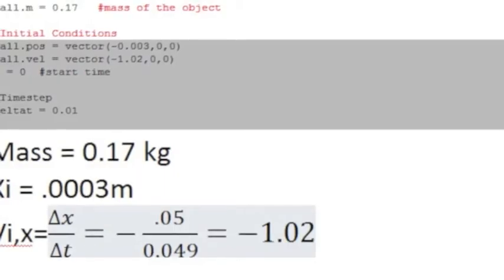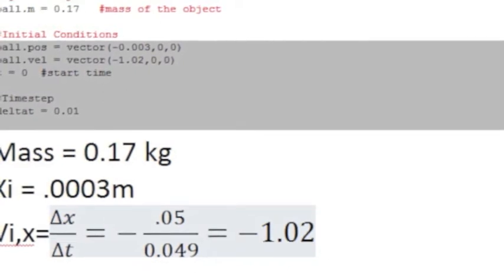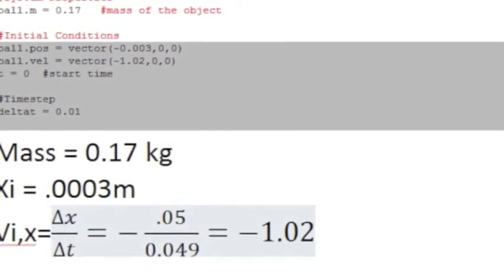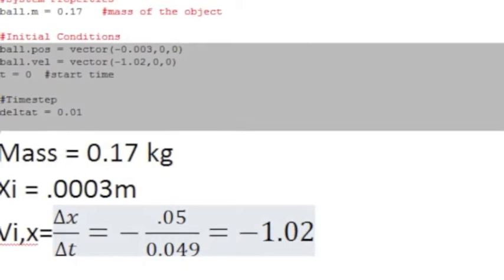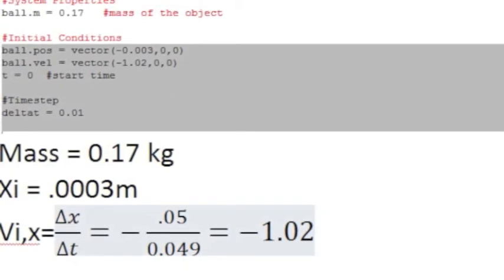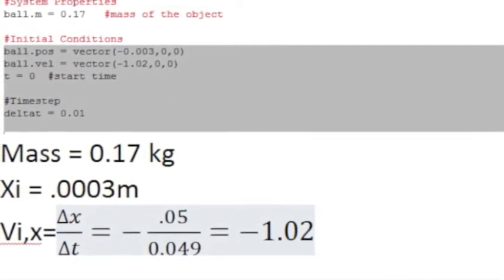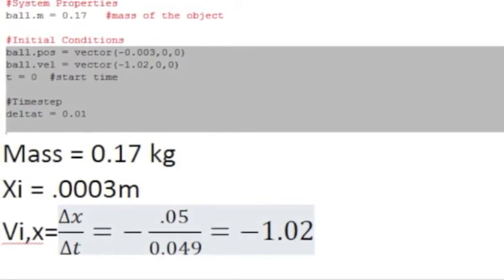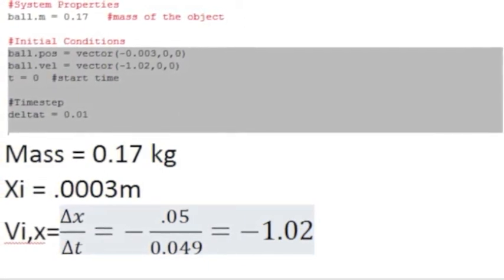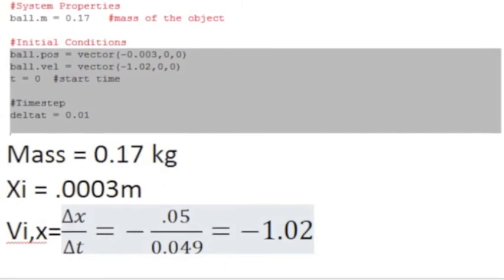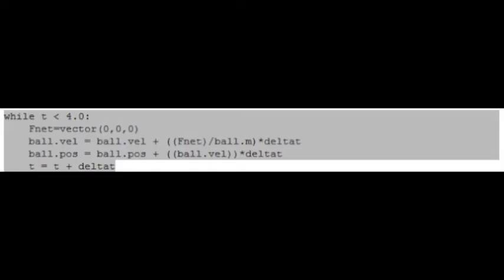Once I track the movement of the ball in Tracker, I use the data to create my computer model. I use these data points to find initial position and velocity. Initial position is the x value when time equals 0, and initial velocity can be calculated by finding the change in x values for the first few points and dividing it by the change in time.